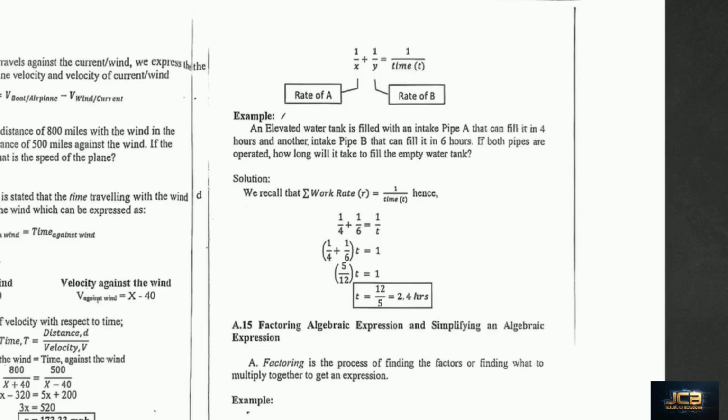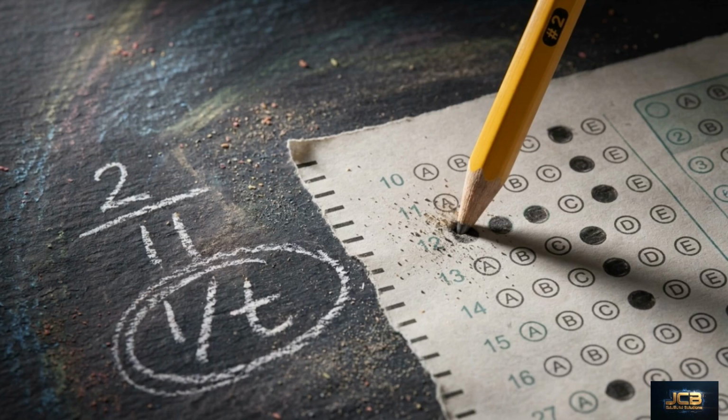For work rate problems, such as 2 pipes filling a tank, total work is the sum of individual fractional rates. If pipe A takes 4 hours and pipe B takes 6, the equation is 1 over 4 plus 1 over 6 equals 1 over the total time. Rote memorization of these specific time and rate formulas is required to maintain the speed necessary to complete the exam.